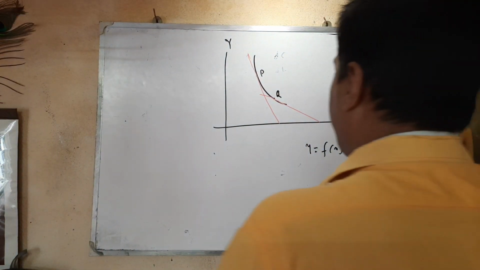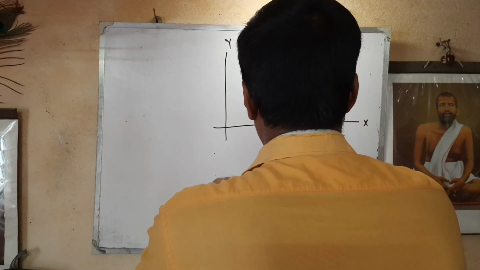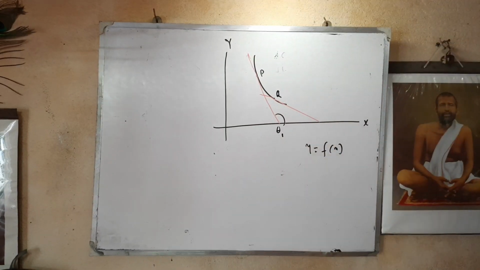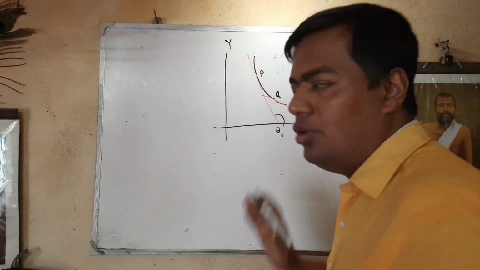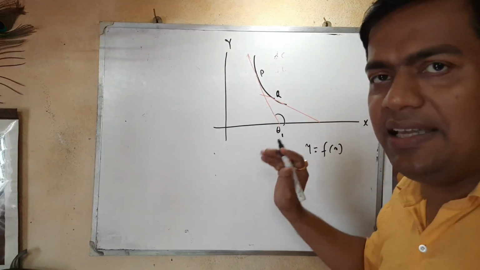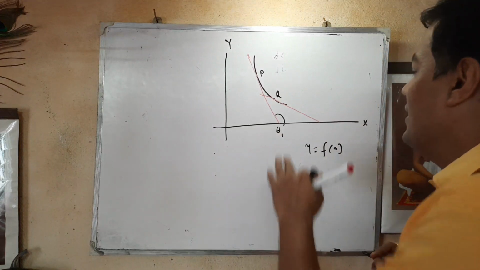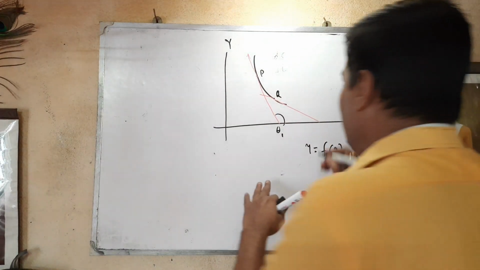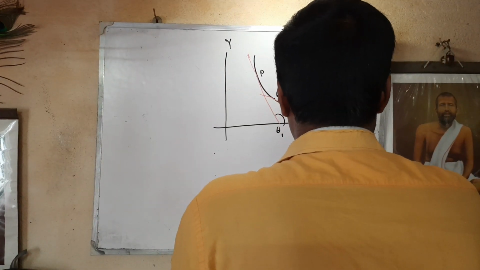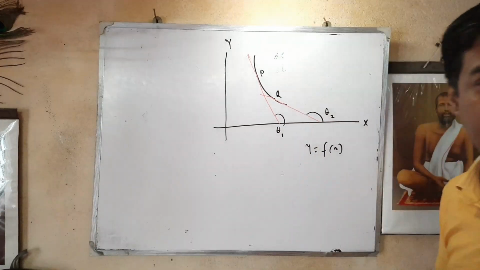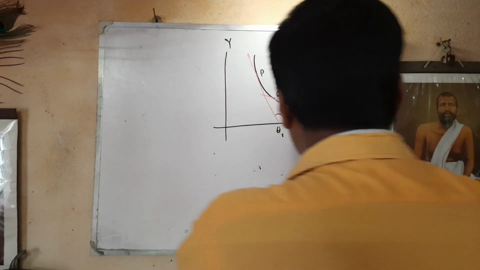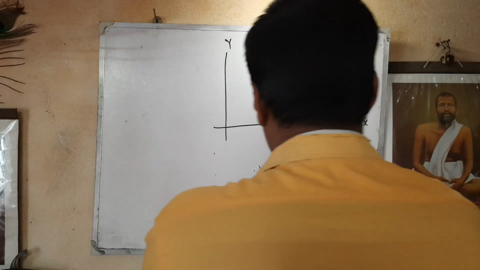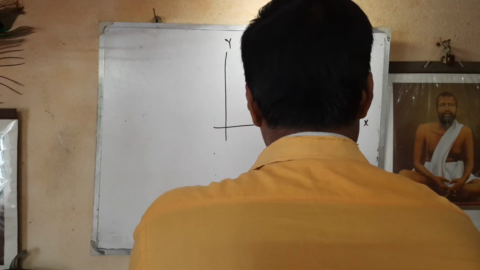You just observe that at point P the corresponding angle with the positive x-axis is theta 1. Similarly for the tangent drawn at the point Q, the corresponding angle made by the tangent with the positive x-axis is theta 2. So it is very much clear from the figure that tan theta 2 is greater than tan theta 1.